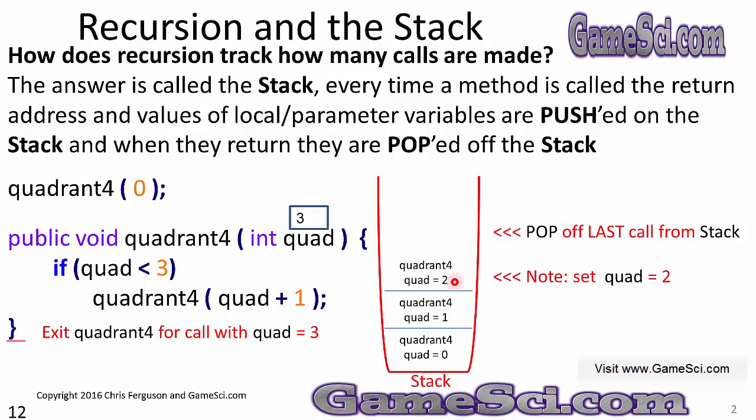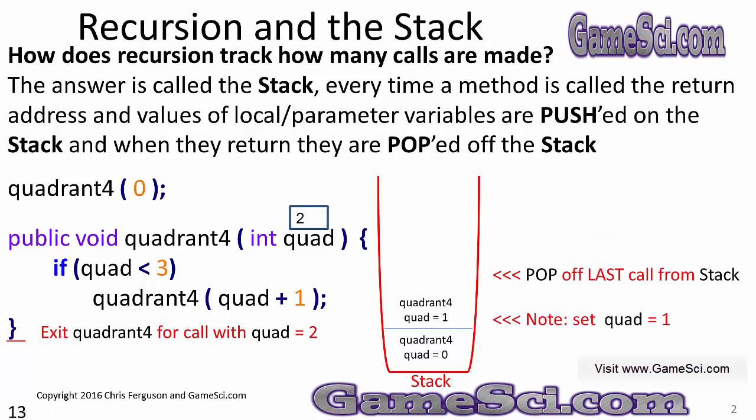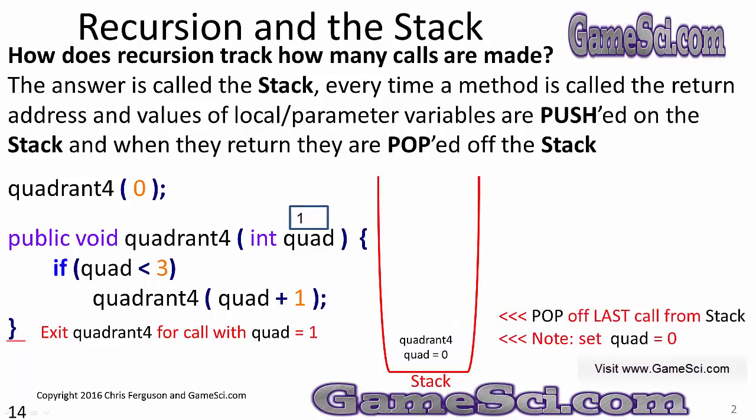Do take a note, the top of the stack now has quad equal to 2. Because we've got to go back and finish the execution of quadrant 4 when quad was equal to 2. So now we're finishing up the call to quadrant 4 where the parameter was 2. We popped that call off the stack. It's gone. And we finished the call of quadrant 4 with the parameter of 2. Note what's at the top of the stack. The next execution of quadrant 4 is going to have a value of quad equal to 1.